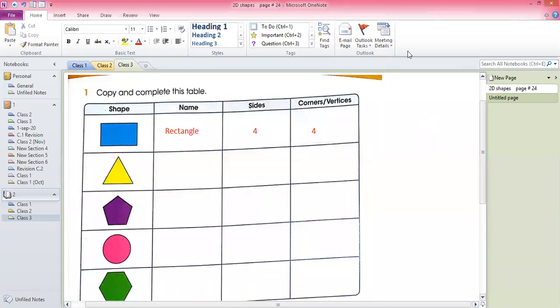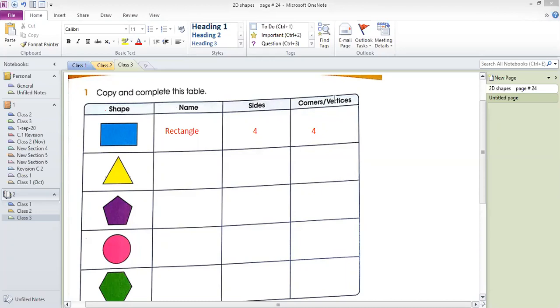Which shape is that? The second one. Yes, guys, which shape is that? Tell me. Triangle. Very good. It is a triangle. It has 3 sides and 3 corners. Guys, what you have to do now? You have to write: triangle, one name, 3 sides and 3 corners. Okay, very good.